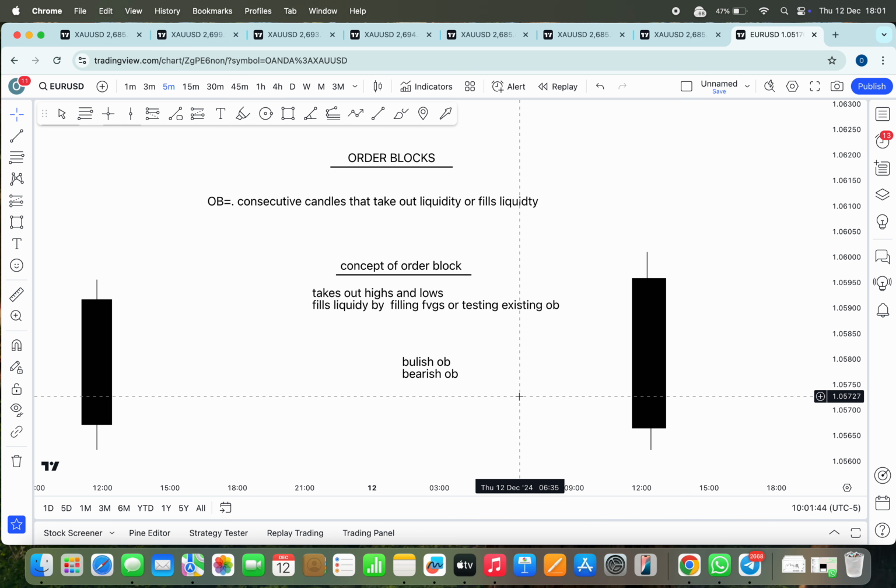So order blocks are confluences we use in the forex market for our entries. Let's say, for example, we analyze XAUSD, or any forex pair, any metal, any indices. We're going to use order blocks as our entry points or as our confluence. So what are order blocks? Order blocks are consecutive candles that take out liquidity or fill liquidity. Any candle that takes out liquidity or even fills liquidity, we call it an order block.